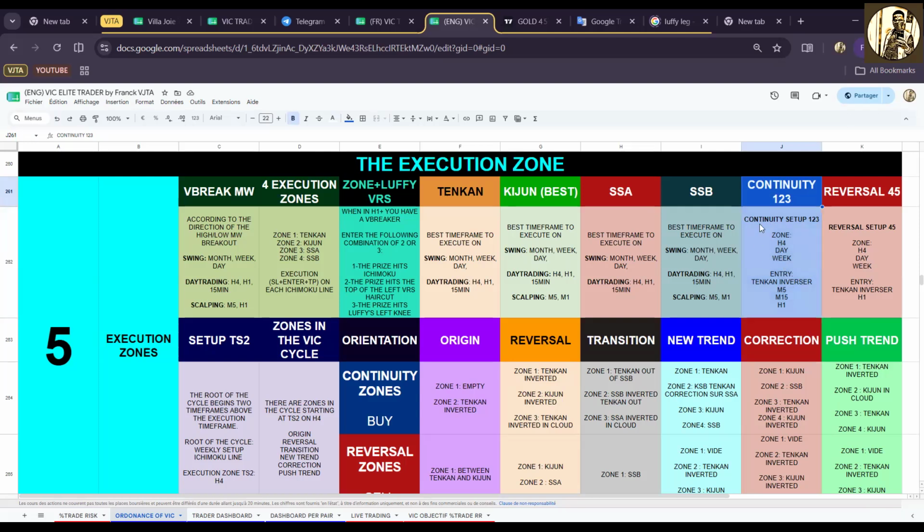Now you have the continuity set of 1, 2, 3. You have the two types of zone: there are zones of continuity, there are zones of reversals. The zone first of all must be in high time frame, right? H4, daily, weekly. There's also monthly. Now the entry will be Tenkan inverted in 15 minutes, 5 minutes, and 1 hour.